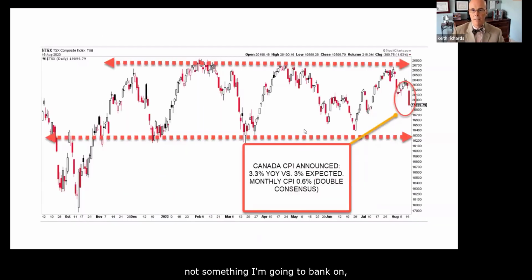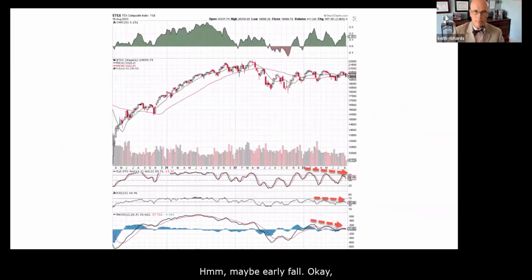It's, again, not something I'm going to bank on, but we're starting to put the pieces of the puzzle together. Where might it land? Down here. When might it land there? Maybe early fall. Okay, so let's take a look at a little bit longer term picture, because that was a short term look. There's your choppy sideways thing that we were just looking at.